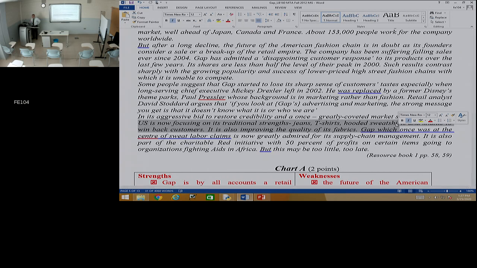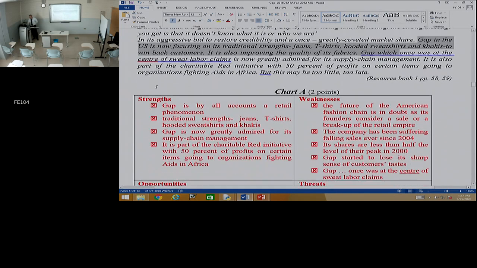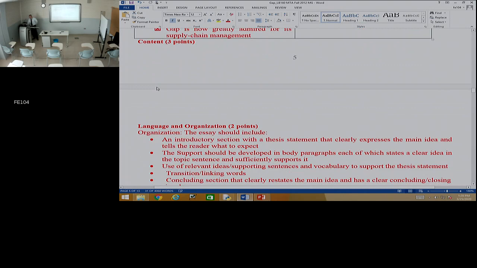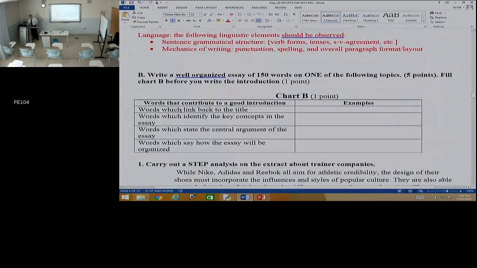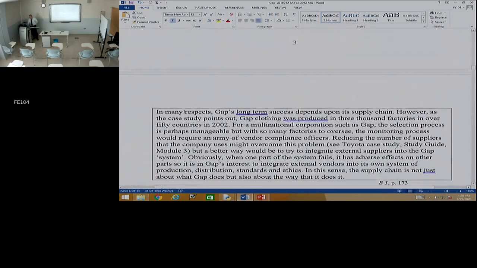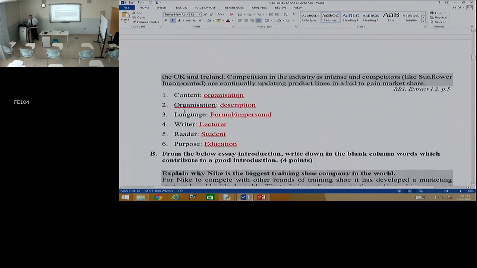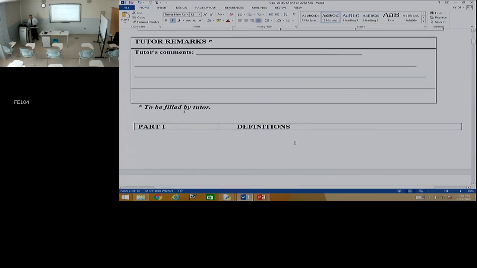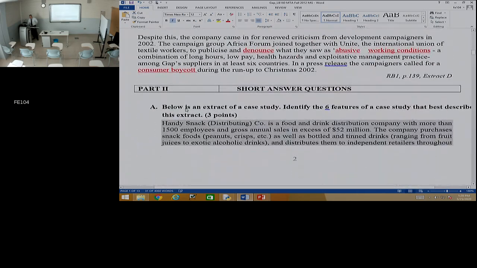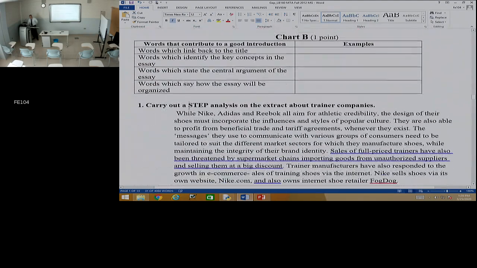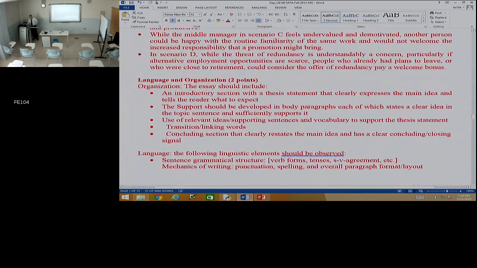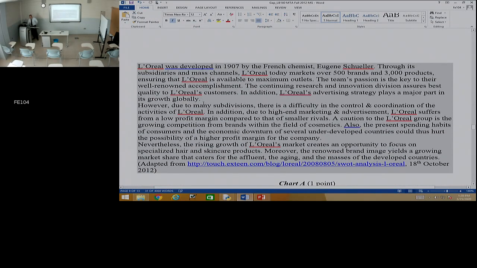My advice to you: don't read, don't translate, and don't try to understand everything. What you need to do is look for keywords. Look for what? Keywords. And here is the answer of the Gap case study. I can give you another case study, and if you would like to do it at home, please do. Look at this case study here. Okay, look at this case study.